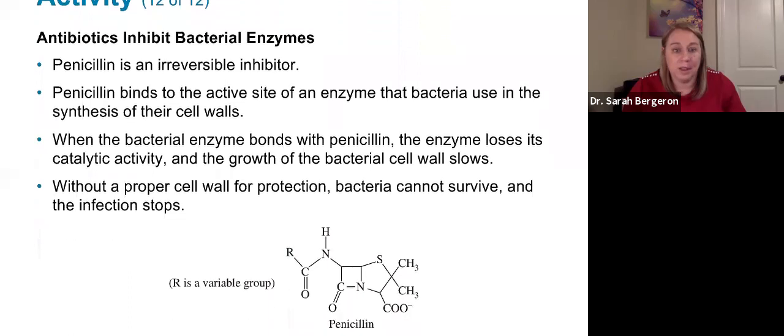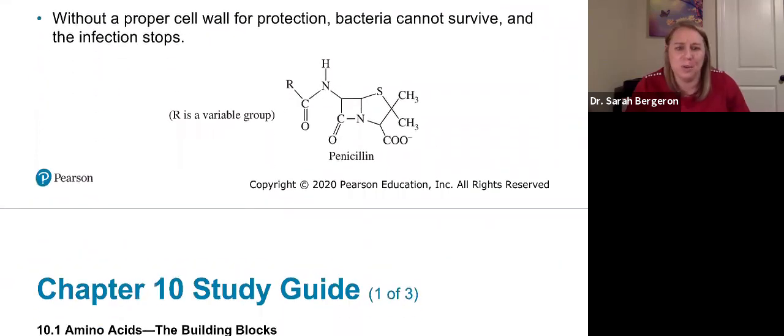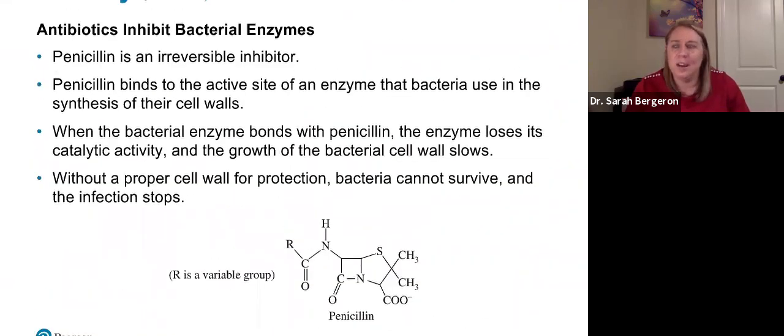Okay, so yeah, without a proper cell wall for protection, bacteria don't survive. You can make no more new bacteria and your immune system goes in and kills the rest of them. It's really, really cool. And that is it. Yay, that's the end of the chapter. All right, have a good rest of your day.